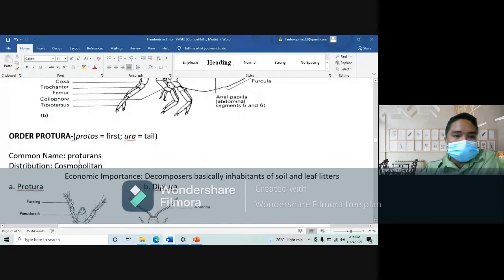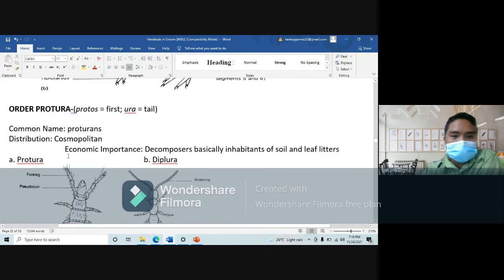Okay, the other order also is Protora. Two words: Protos, and the other one is Ora. Protos means first, Ora means tail. The common name is what we call Protorans. The economic importance of these Protorans is that they are decomposers, basically inhabitants of soil and leaf litters.